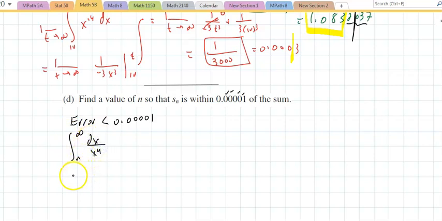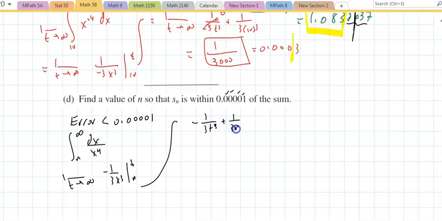That is really the limit as t approaches infinity of negative 1 over 3x cubed evaluated from n to t, right? And here I am going to take negative 1 over 3t cubed plus 1 over 3n cubed. The limit as t approaches infinity, this would be 0. I want that to be less than 0.00001. Now, you are allowed to treat this like an equation and find the LCD and clear the fractions because n is always positive.